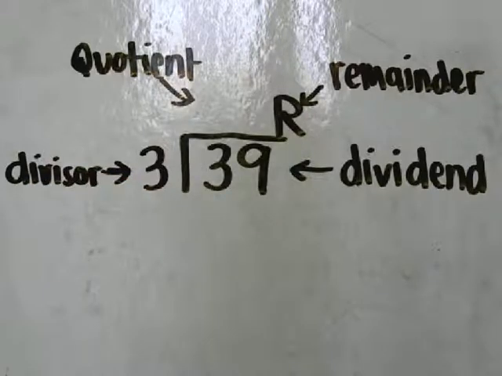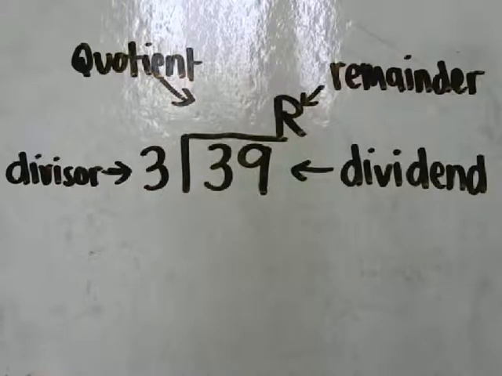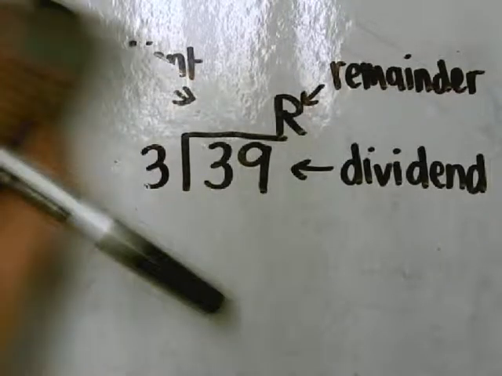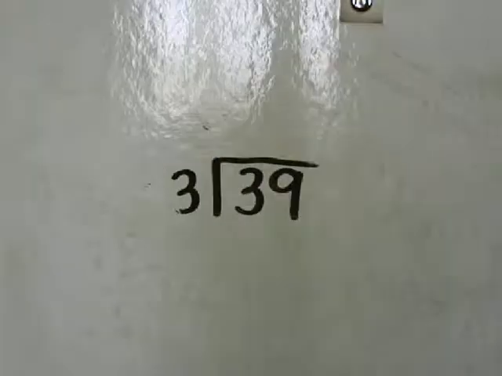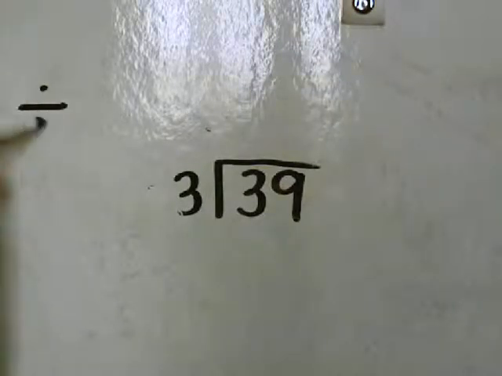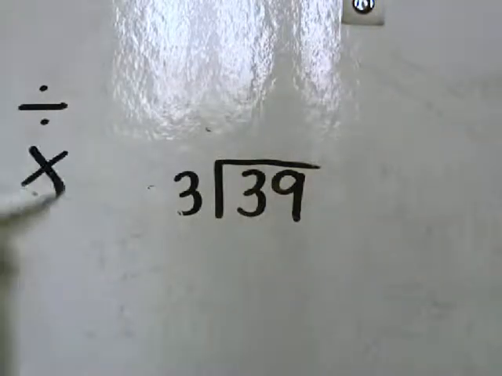Now that we know the definitions, let's review the steps that we need to take for division. The first thing that you're going to do is divide, multiply, subtract, then bring down, and then repeat. So let's try on this problem first. Okay, so we are going to divide, multiply, subtract, and then bring down. Those are our steps.